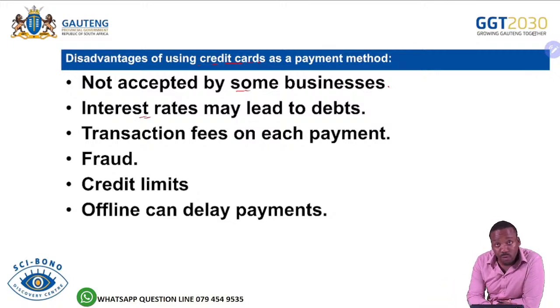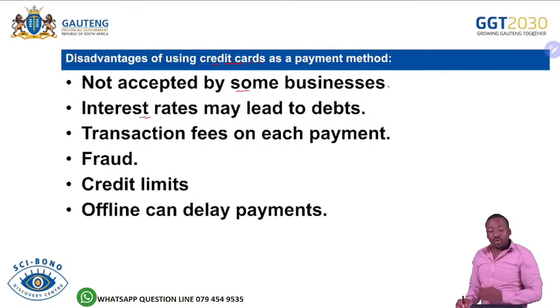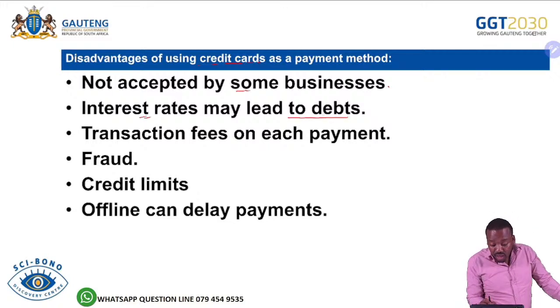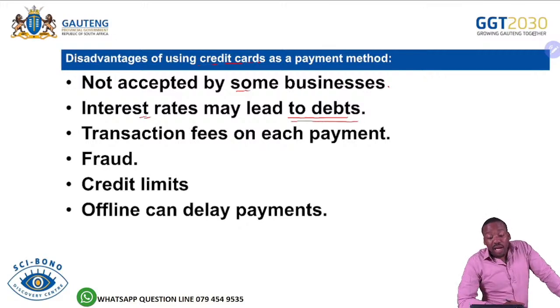So 9%, we saw the repo rate went up last week and so on. So everyone who has credit, then they are worried. So due to the high interest rates, then it may lead to someone having what? Debts, right? So that could be a disadvantage of having a credit card as a payment method.